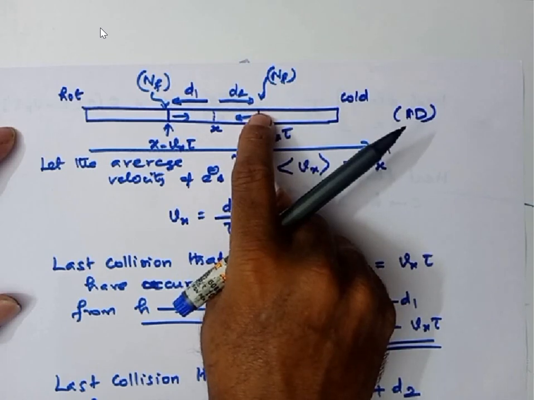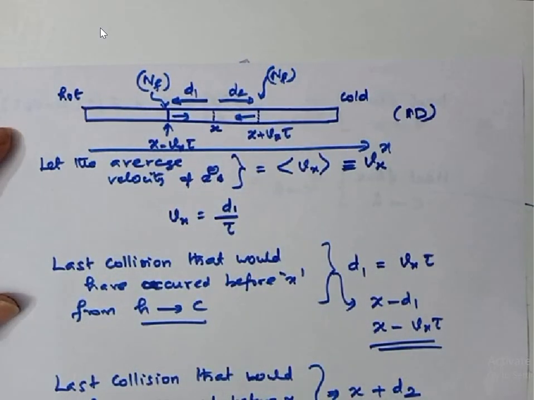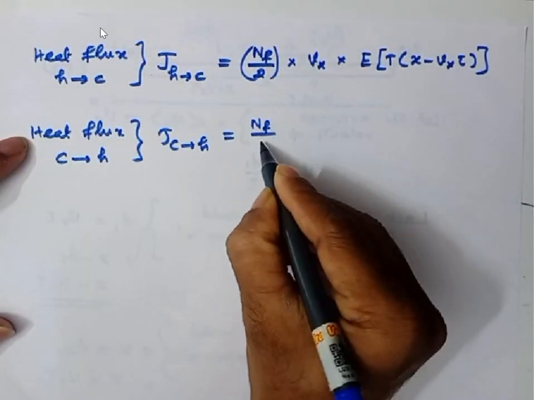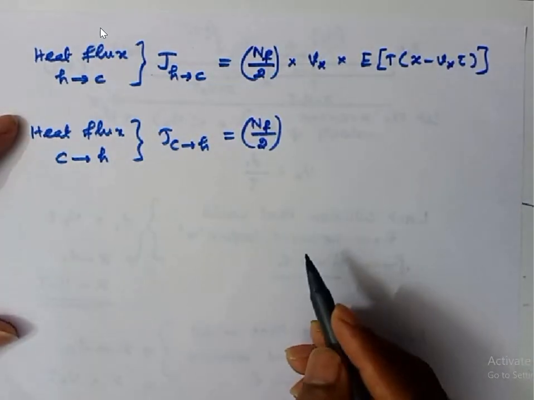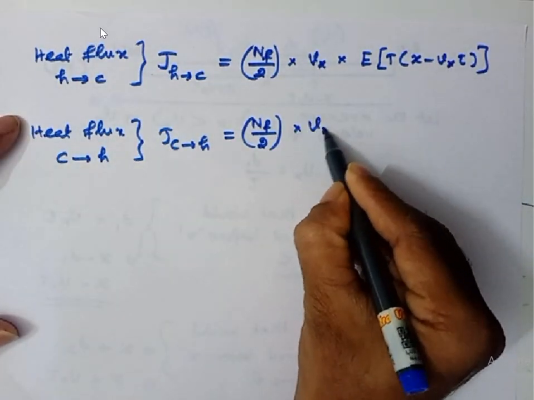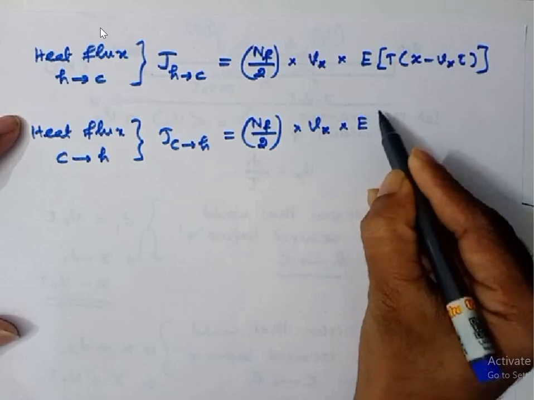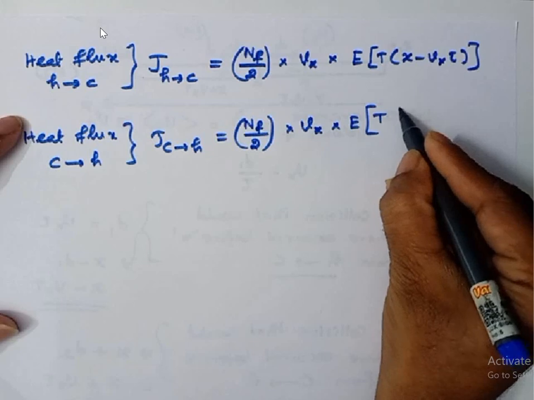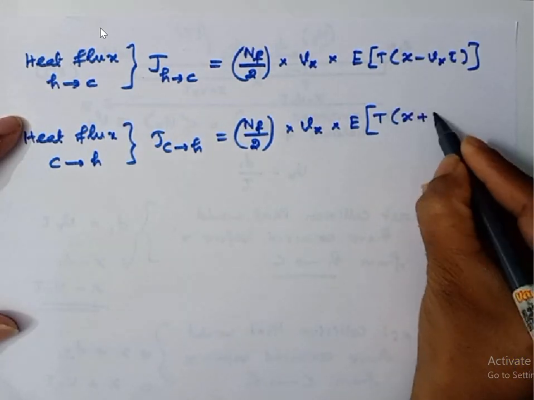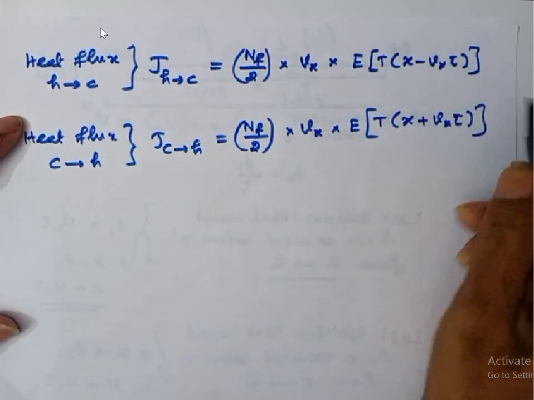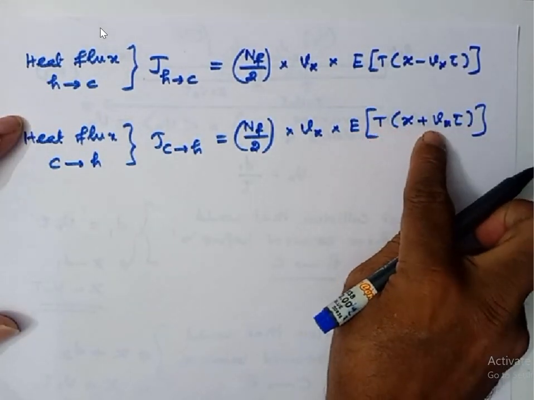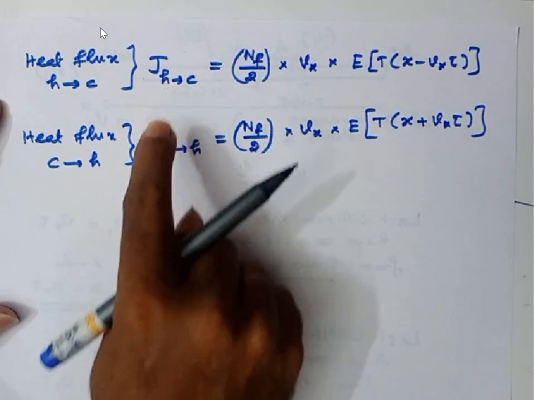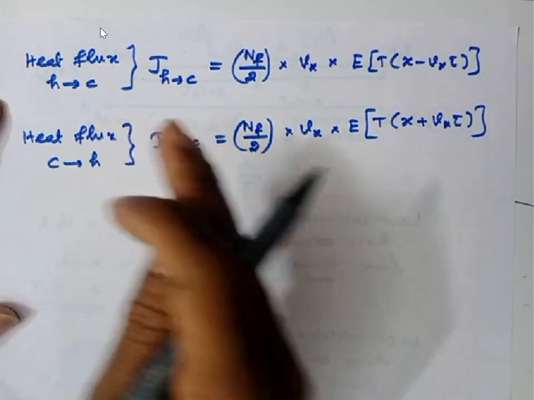Let us assume that half of the electrons are moving towards X. Therefore the number of free electrons moving towards X from cold end to hot end is also NF by 2, into the average velocity of the electron Vx, into the energy possessed by each electron. What is the energy possessed by each electron? It is E of T of X plus Vx into tau, because energy depends on temperature, and temperature depends on the position. Clear? So this is the heat flux from hot end to cold end, and this is the heat flux from cold end to hot end.